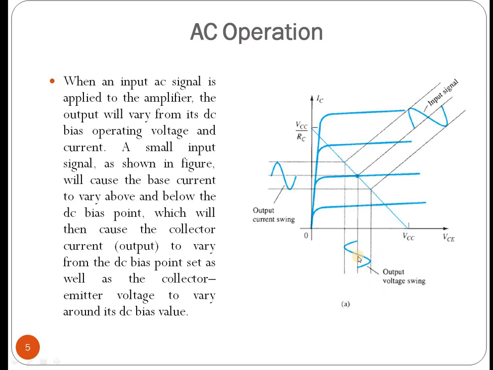So this is the smaller one, and it will cause the base current, the IB current, to vary above and below the DC bias point. It will cause the output collector current to vary from the DC bias point set, as well as the collector-emitter voltage to vary around its DC bias value.